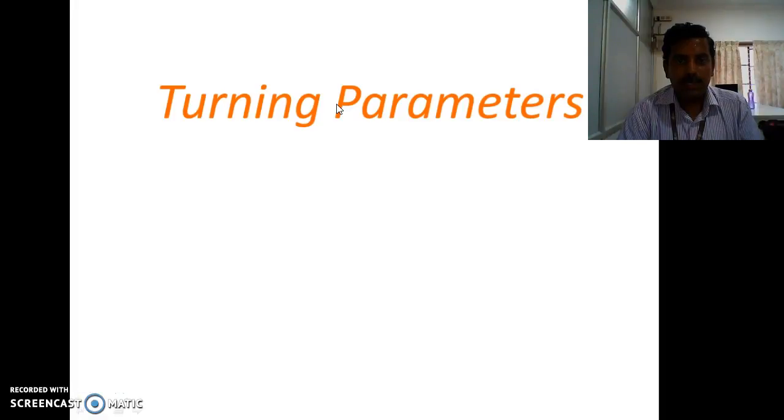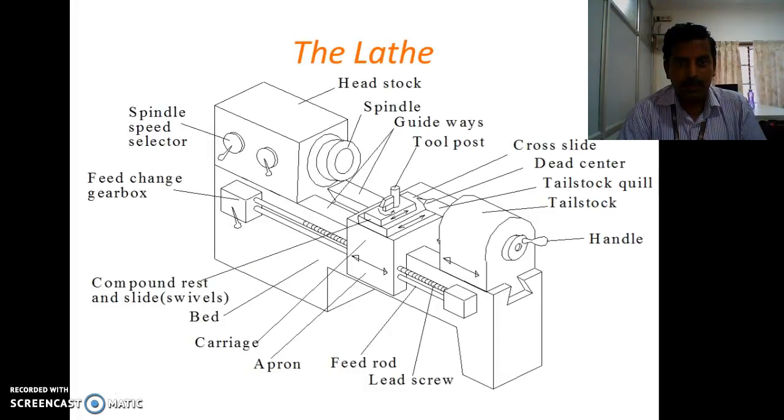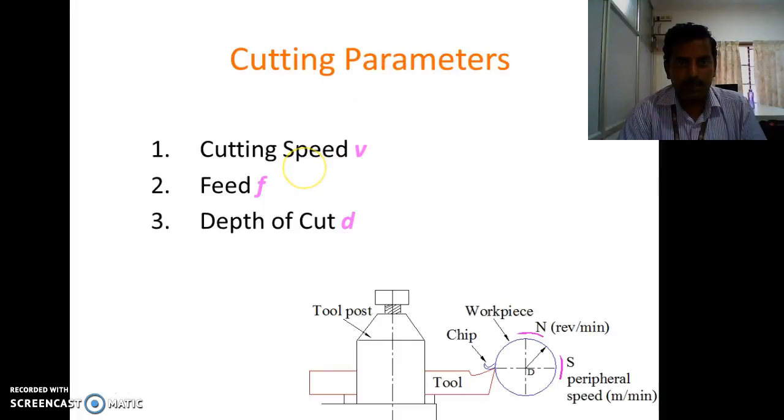For last class we have seen lathe parameters and operations performed in lathe. In this class we'll see lathe turning parameters, and these are the various parts of lathe. This we have seen in the previous class. And the cutting parameters in a lathe are three: one is the cutting speed V, the cutting feed F, and the depth of cut D.